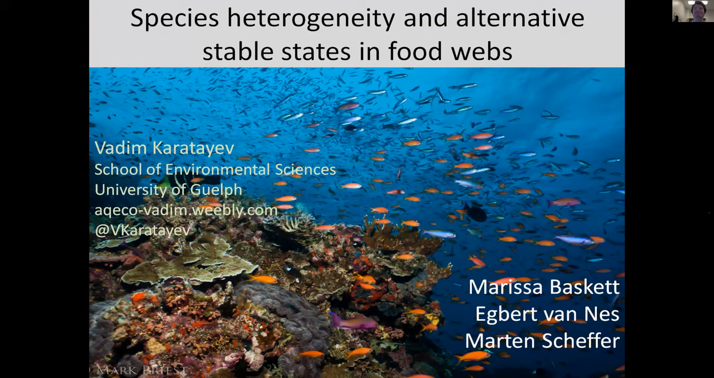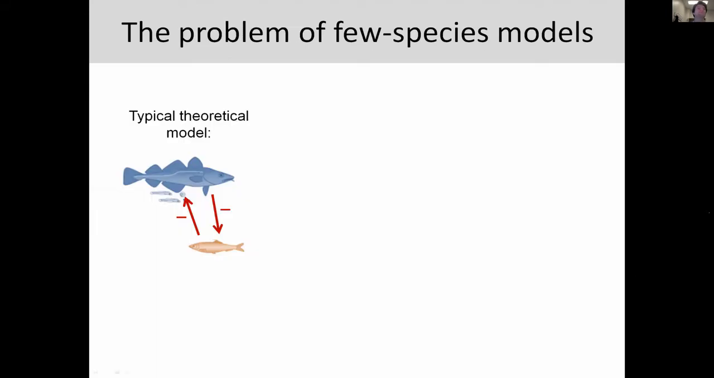So I'm going to be talking about some work I did for my PhD with my advisor Marissa Basket at University of California, Davis, and also with Egbert van Ness and Martin Scheffer at Wageningen. As a PhD student, I was studying the question of alternative stable states in biologically complex and realistic ecosystems. One of the things you run into almost instantly is that the typical models we use to study ecological dynamics are nice and simple, where you can understand things.